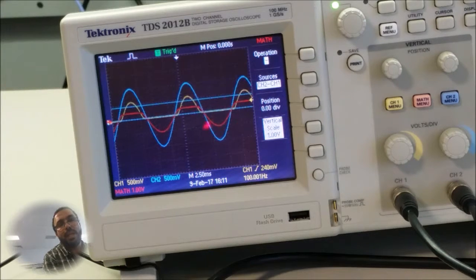Now what you see in red here is actually V input minus V output. And why do we want to do that? Actually, that's one of the core questions we want to discuss here. Now let's zoom a little bit.